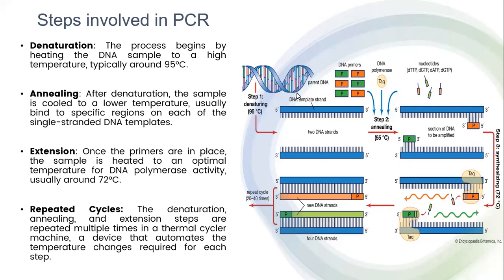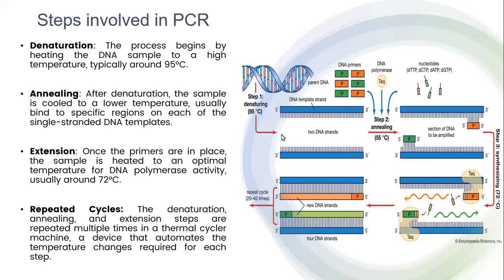We would reduce the temperature at this point to about 55 degrees Celsius, and what this does is it allows the primers to bind onto their complementary base pairs. The primers would now bind onto the strands that we just created. Now that is granted that the primers recognize the DNA strand.